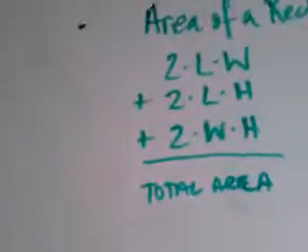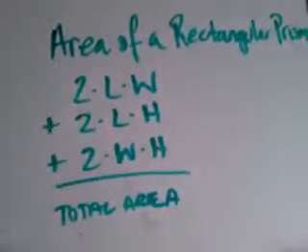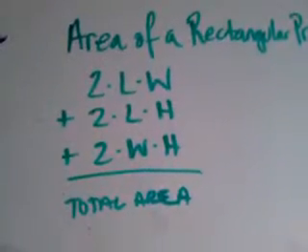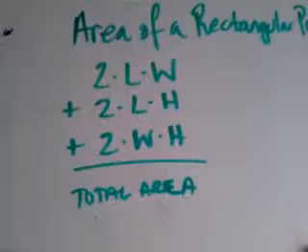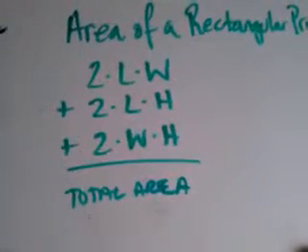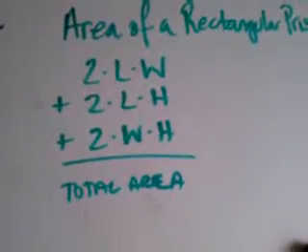Let's take another look at it. The area of a rectangular prism is 2 times the length times the width, plus 2 times the length times the height, plus 2 times the width times the height. That will give you the total area. But let's think about a bedroom.